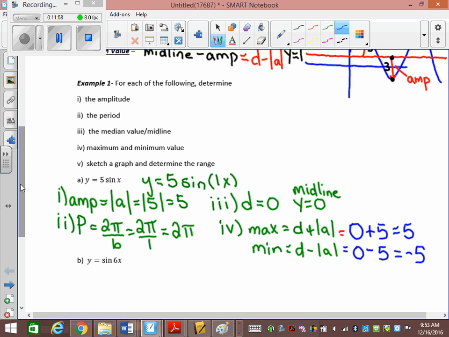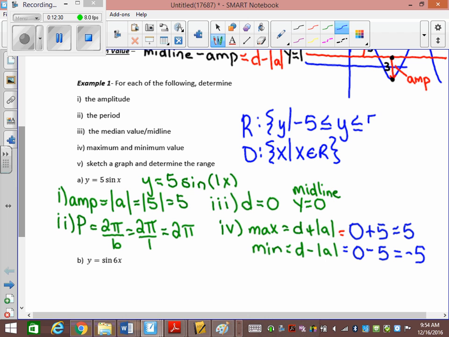So what's my domain? My domain for every single one of these sinusoidals, unless it's a word problem, is x ∈ ℝ, because it's a function that just repeats forever. It just does this forever this way and this forever this way, right? Forever and ever. The range, however, maxes out at a certain spot and mins out at a certain spot, so it can be all the values in between those. So my range for this particular one is going to be negative 5 is less than or equal to y is less than or equal to 5, y ∈ ℝ.